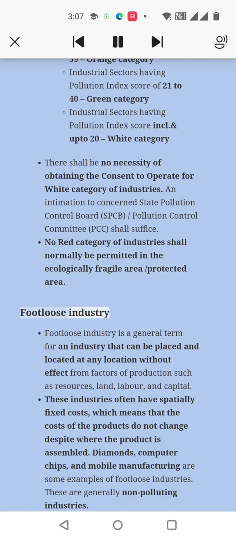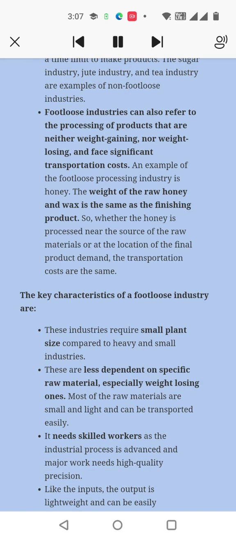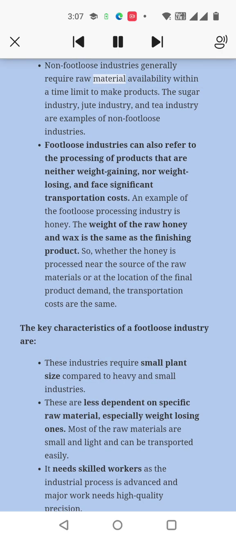Footloose industry. Footloose industry is a general term for an industry that can be placed and located at any location without effect from factors of production such as resources, land, labor, and capital. These industries often have spatially fixed costs, which means that the costs of the products do not change despite where the product is assembled. Diamonds, computer chips, and mobile manufacturing are some examples of footloose industries. These are generally non-polluting industries. Non-footloose industries generally require raw material availability within a time limit to make products. The sugar industry, jute industry, and tea industry are examples of non-footloose industries.